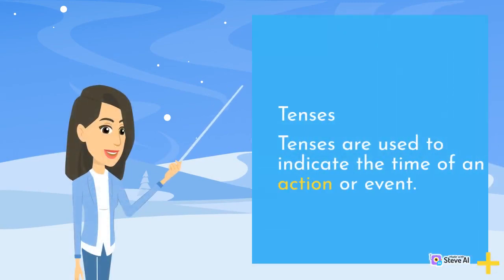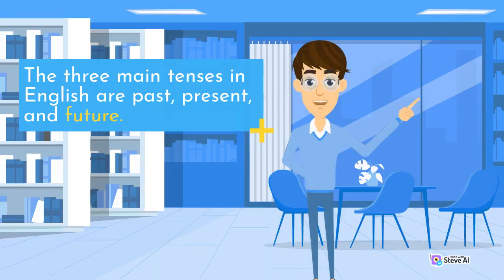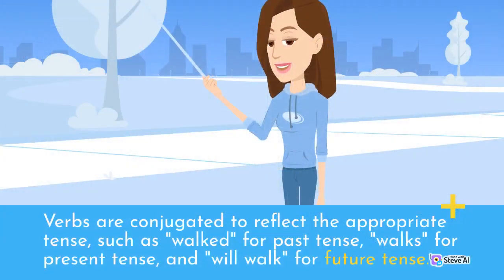Tenses. Tenses are used to indicate the time of an action or event. The 3 main tenses in English are past, present, and future. Verbs are conjugated to reflect the appropriate tense, such as walked for past tense, walks for present tense, and will walk for future tense.